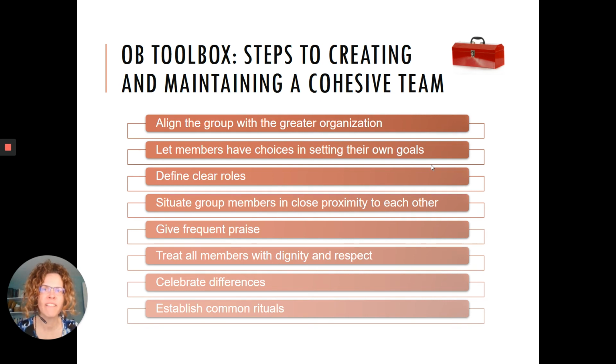In terms of the physical aspect of trying to create a cohesive team, one should try to situate group members so that they're in close proximity to each other. That gives them opportunities for sort of natural back and forth conversation. And we frankly tend to view as more important, more interesting, et cetera, the people that we see all the time. Make sure that as a leader, you're giving people frequent praise. That's positive reinforcement, right? Treat everyone with dignity and respect, celebrate their differences, and establish some rituals.